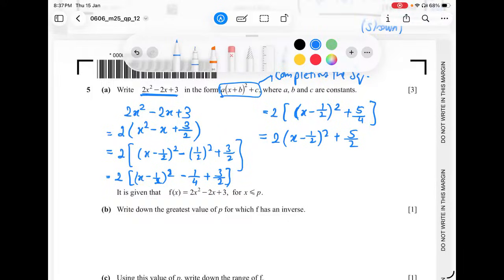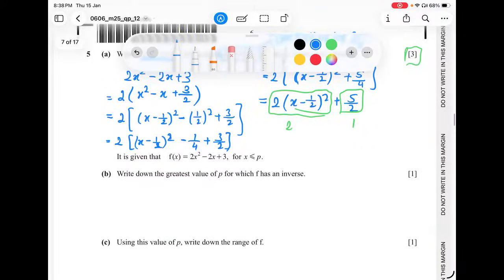So I'll just show you the breakdown of these 3 marks, how it is broken down in this type of question. So 2 marks is for this, finding this correctly from your steps, and this C is for 1 mark. So basically, when you find the A, B and C correctly, you will get all the 3 marks. Now let's move on to part B.